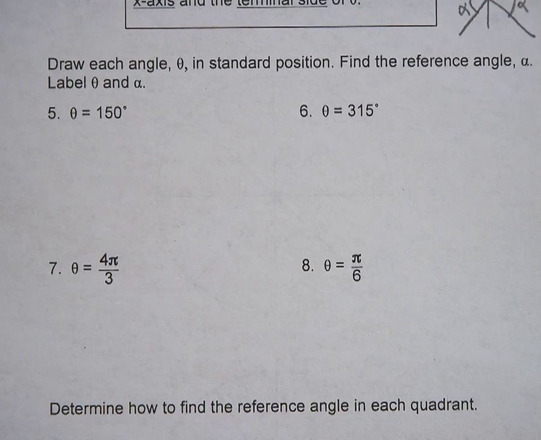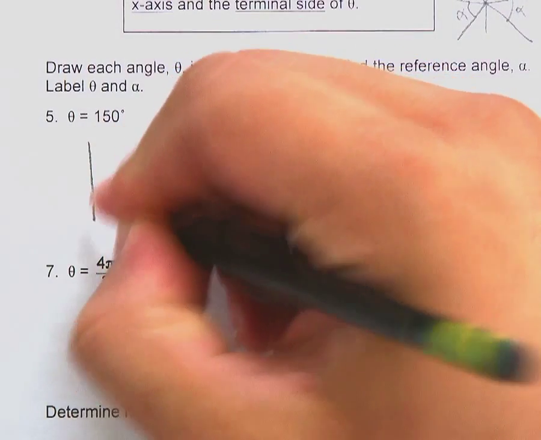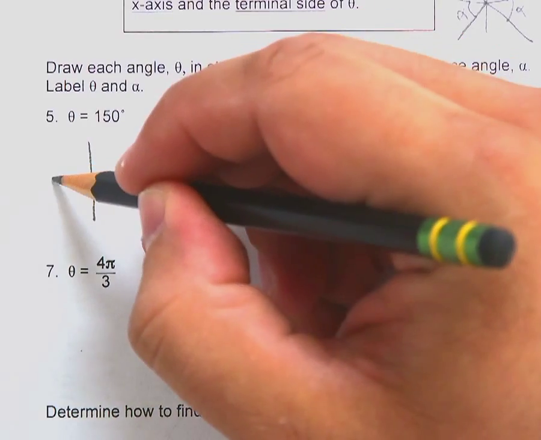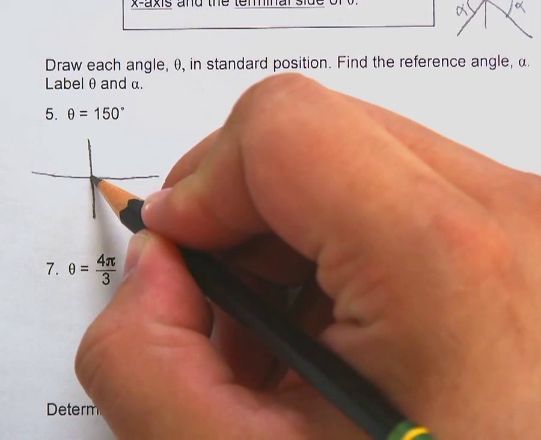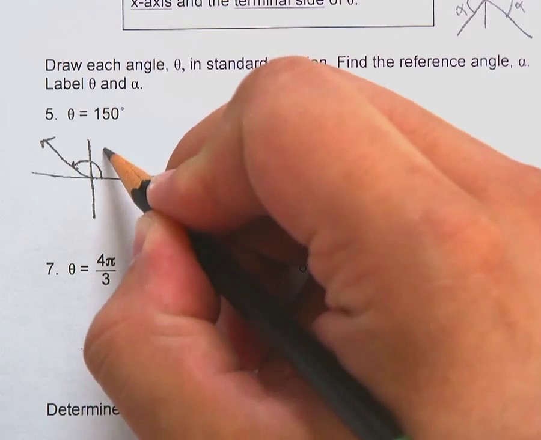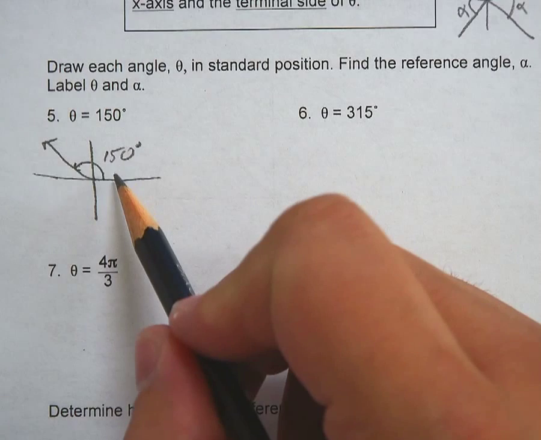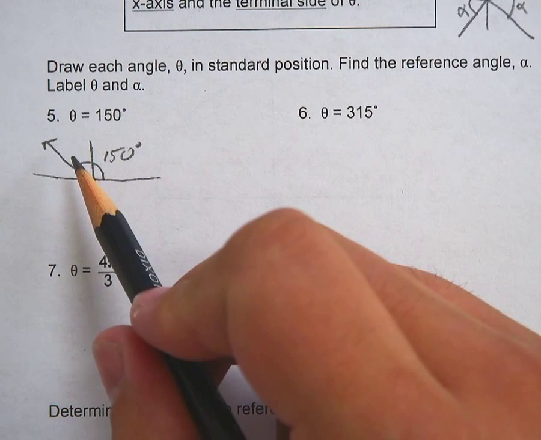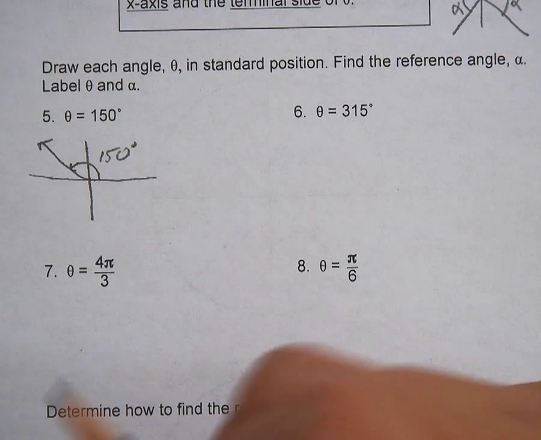Draw each angle in standard position, find the reference angle alpha, label theta and alpha. So first, draw an angle that's 150 degrees. Here's 180, here's 90, so it's going to be somewhere up in here. Since we're sketching, it doesn't have to be 100% accurate. 150 degrees. Always draw the rotation there, because there's a difference between 150 degrees and negative 210. Big difference there, even though they are coterminal.